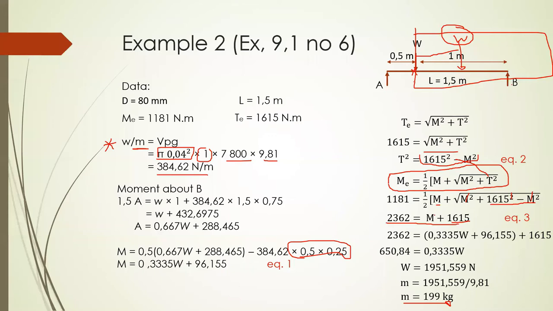Then equation 3, you've got M. You substitute equation 1 there. If you had calculated for reaction B, so you'd be calculating the M according to reaction B, but it will still give us the same thing. In fact, I believe this M will be the same even if you calculate using reaction B. You still get the same M because the maximum bending moment is the same whether you're coming from the left or from the right. All right.